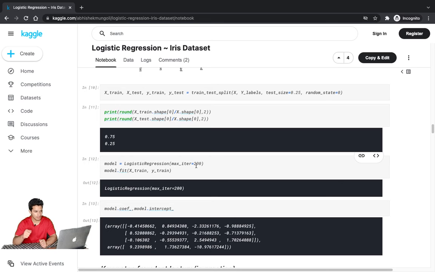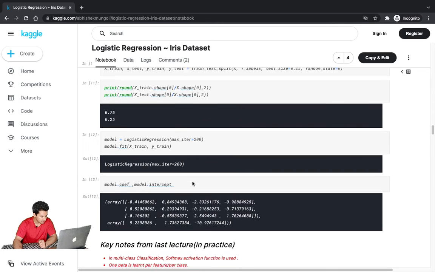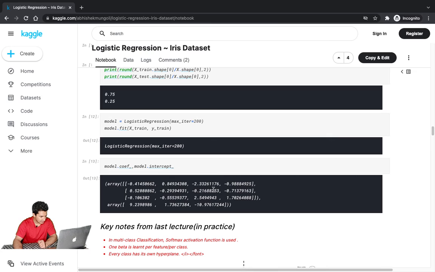We go with the numerical solution, and it appears that this is the number of iterations we want for the gradient descent, and then we can fit the model, and we have got the coefficients. Now interestingly, there are four coefficients, and also we have four features, right, which are sepal length, sepal width, petal length, petal width. But also we get separate set of coefficient for each class.